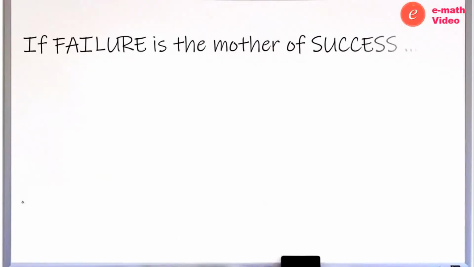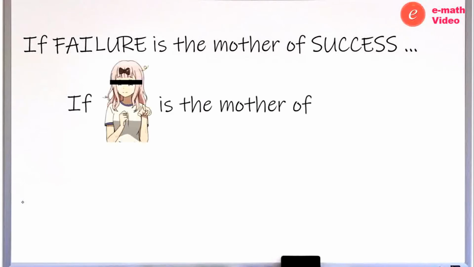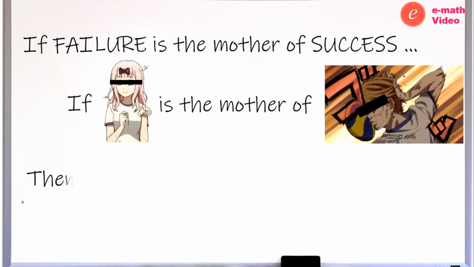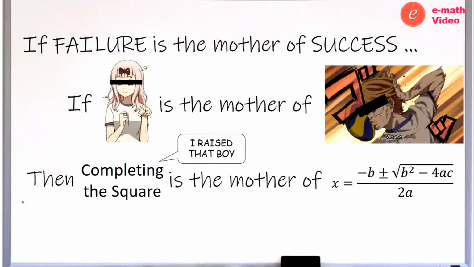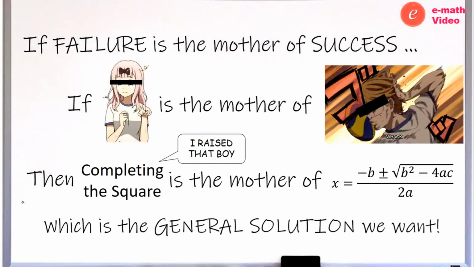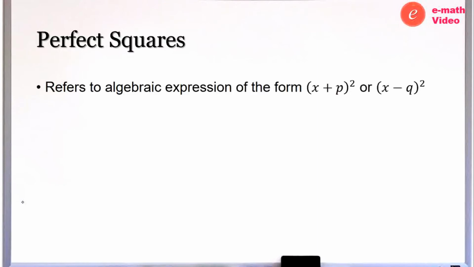If failure is the mother of success, if Chica is the mother of Milky-kun, then completing the square is the mother of the quadratic formula, which is the general solution that we want. So you can see from earlier, the biggest problem is how to get the perfect square. Perfect squares are perfect because they can be expressed in (x plus p) squared or (x minus q) squared.